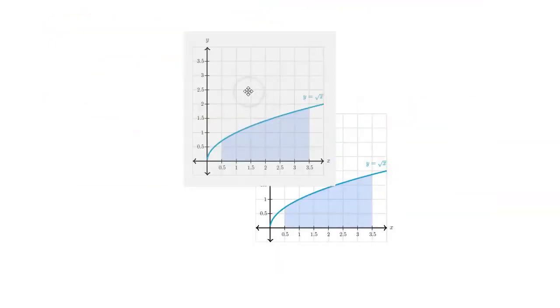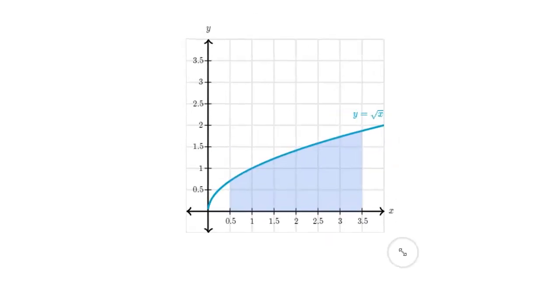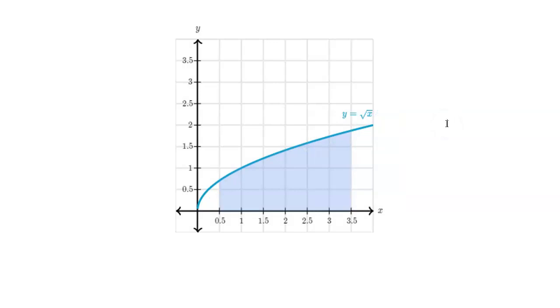So let me... Well, that didn't come out very big at all. This is the problem that we're going to try to work on. Our goal is going to be to estimate that area that's shaded. So we've got y equals square root of x, and we're going to go from 0.5 to 3.5. And we could just estimate and count squares, but we're trying to go about this in a logical way to find exact answers, and we're working our way up to that.